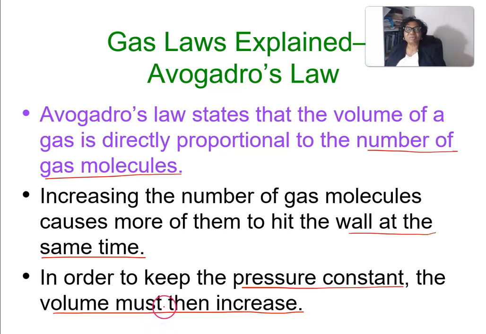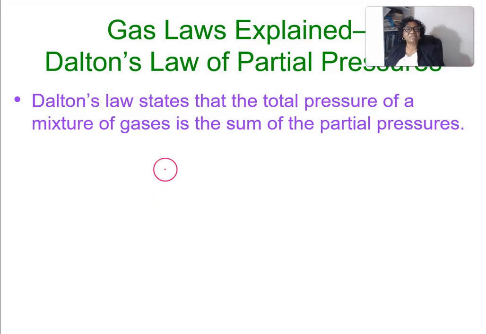The next law that we want to use the gas property to explain is Dalton's law of partial pressure. Dalton's law of partial pressure states that the total pressure of a mixture of gases is the sum of the partial pressures.